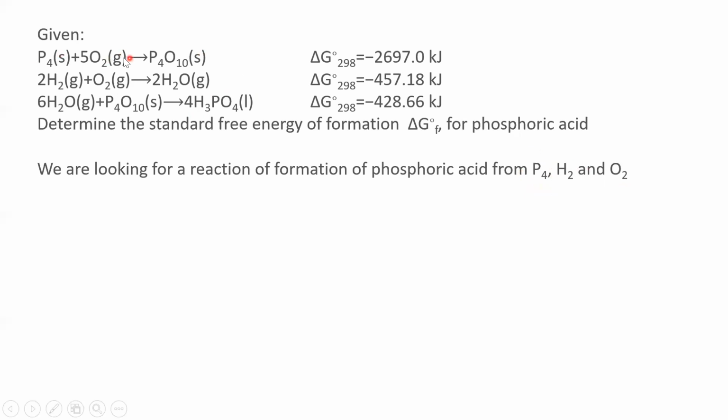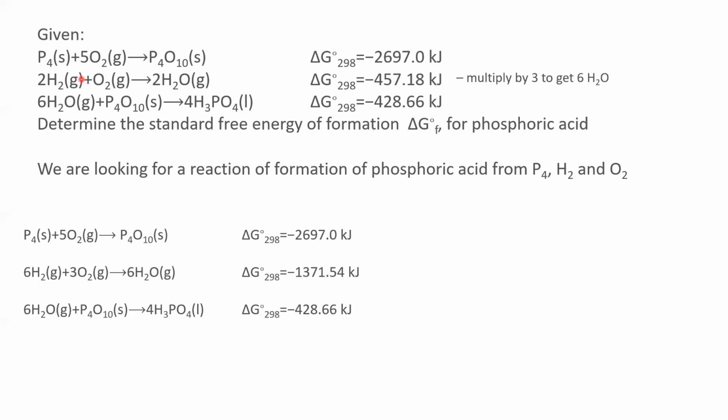So that means we want phosphorus on the reactant side. It's in the first reaction and it's on the reactant side, so that first reaction is going to stay the way it is. We want hydrogen on the reactant side. It's in the second reaction and it's on the reactant side where we want it to be. And we want oxygen on the reactant side, and it's in the second reaction on the reactant side. So we're actually not going to flip any of these reactions.